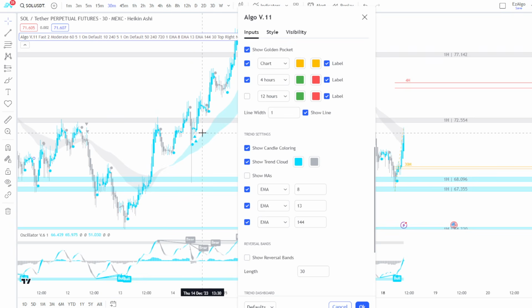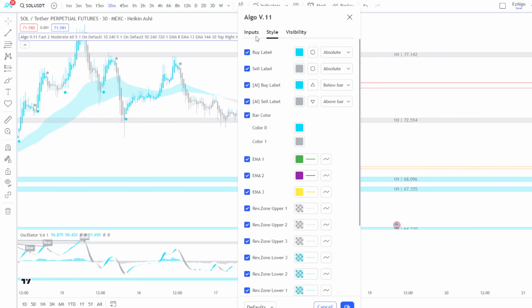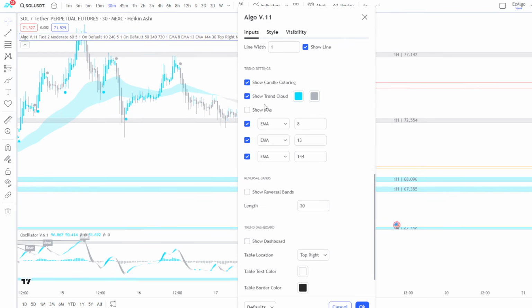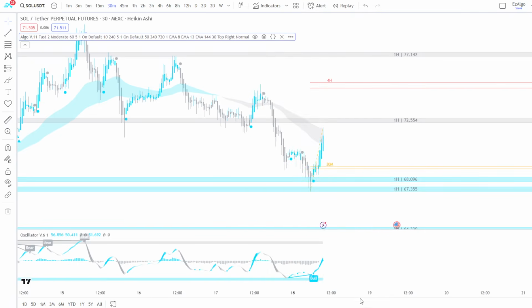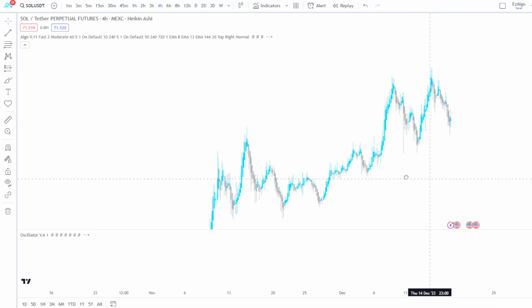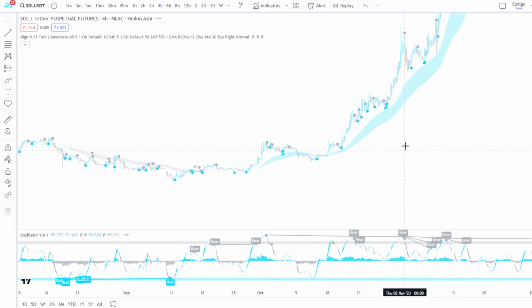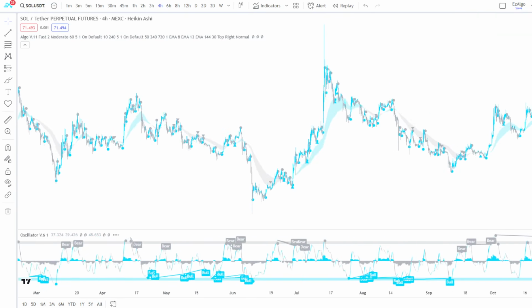Below that, we have the candle coloring, which colors these candles these very nice blue and gray. If you want to change it under the style tab, you can. And we also have the trend cloud, which is a new feature added to the EzAlgo V.11. Now this works best on a higher time frame. A 3 to 4 hour time frame is kind of like the sweet spot with the trend cloud, and it will simply show you the overall trend of the market.